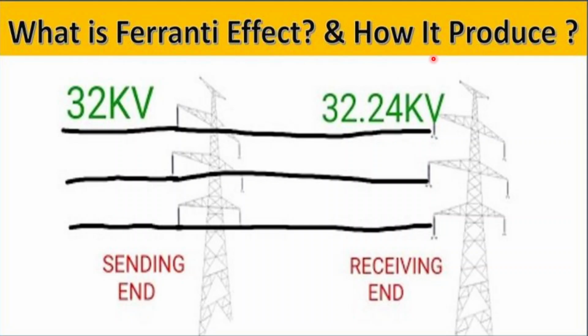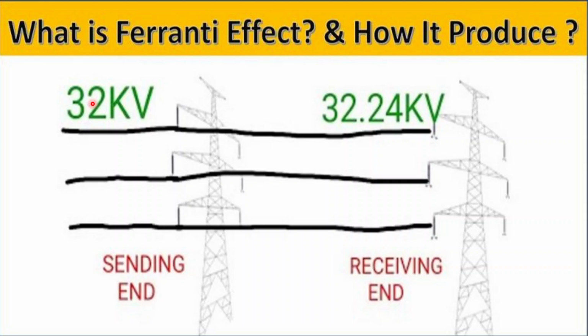What is the Ferranti effect and how is it produced? Before going into the deep discussion, we should know what the Ferranti effect is. The Ferranti effect occurs when the voltage at the receiving end of a long transmission line is higher than at the sending end, particularly under a light load or no load condition.